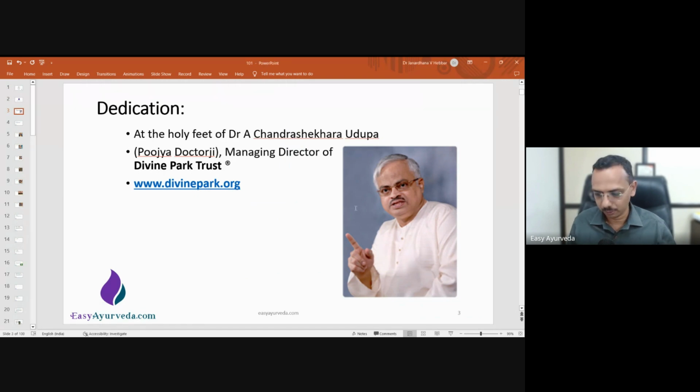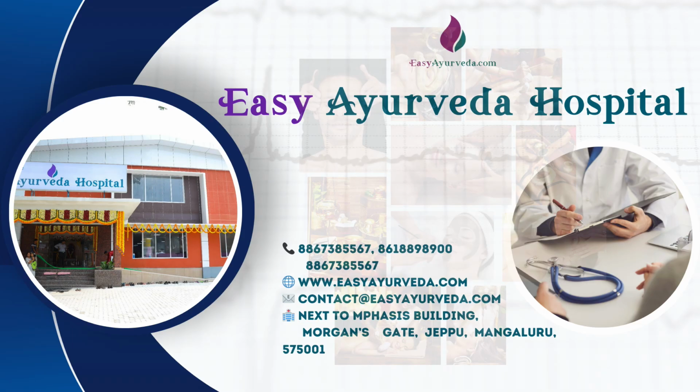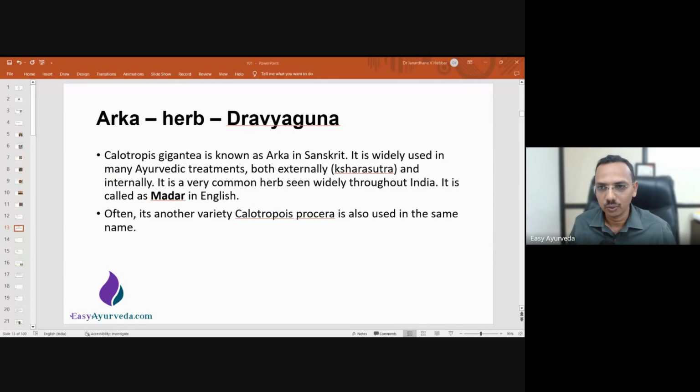So, coming to the topic of the day is the herb Arka. In the last class, we discussed how Arka or Calotropis is useful in digestive disorders, being used as an ingredient in many medicines, especially for digestive disorders. Not only that, Arka or Calotropis has uses beyond just the digestive disorders. I request Guraja sir to take us through this herb.